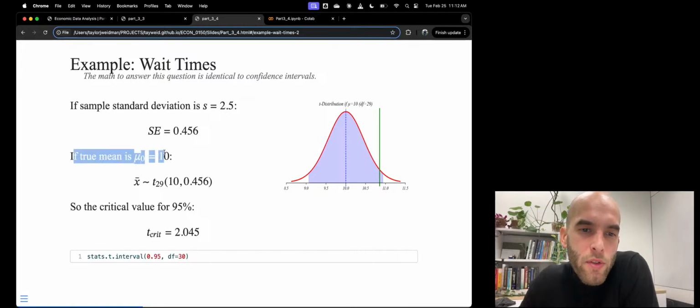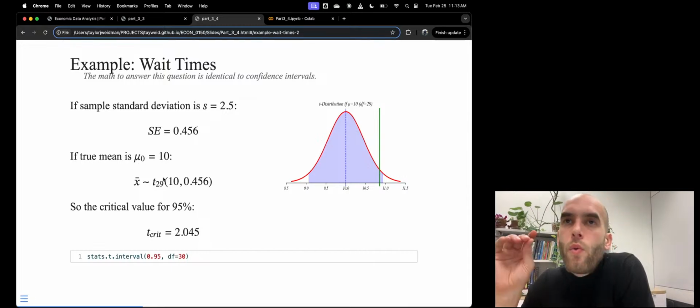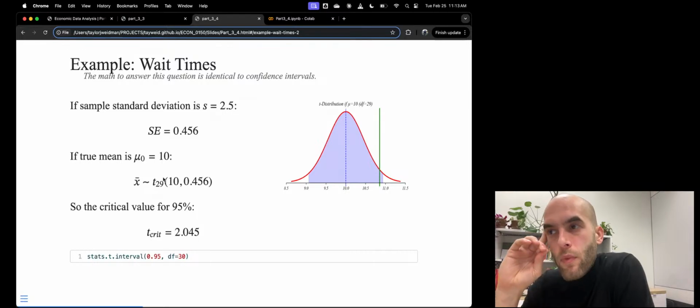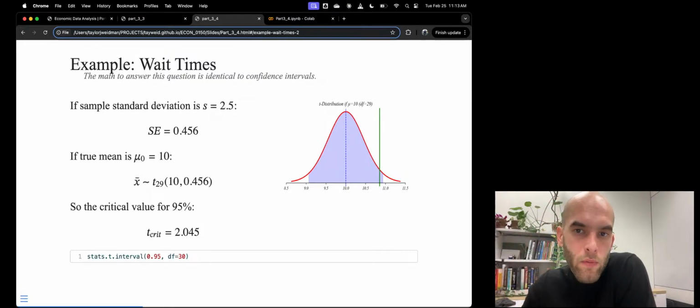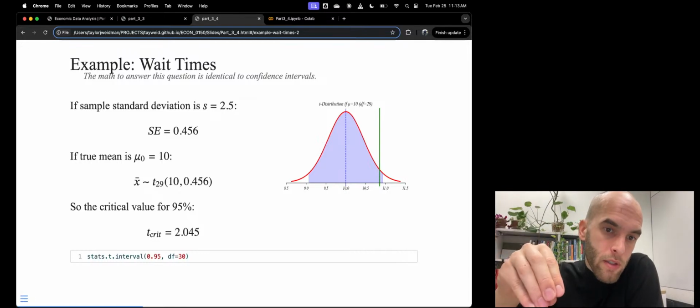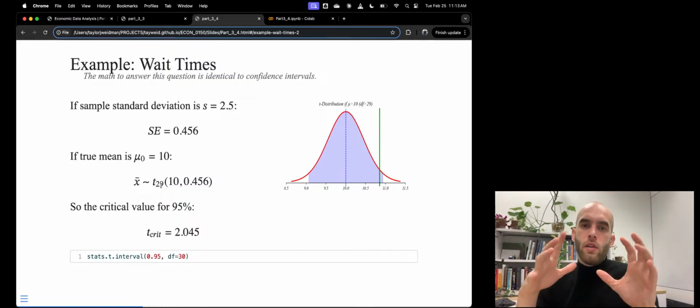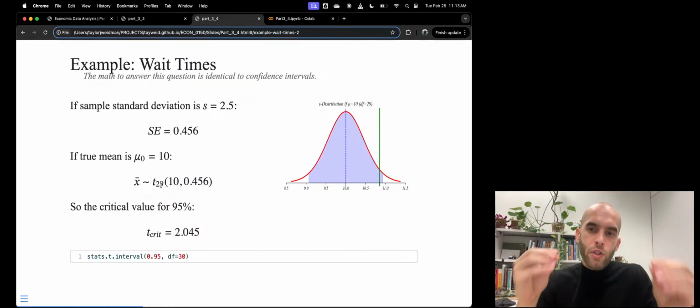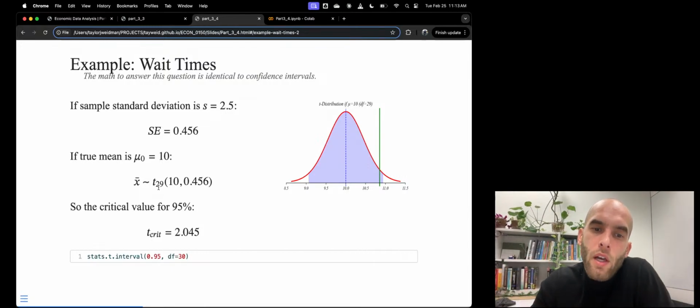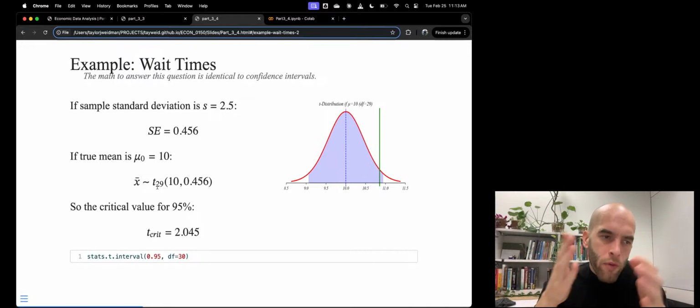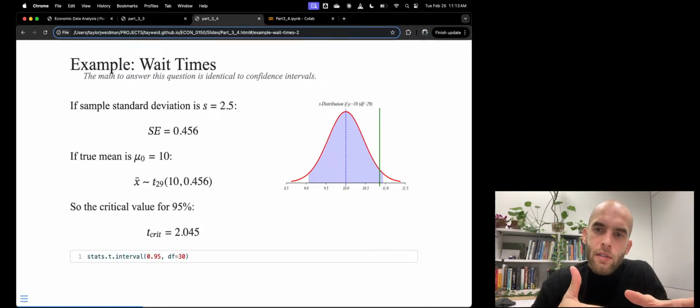Then we're saying that our guess for the truth is equal to 10. So we're using the sample standard deviation, which means we have to use a t-distribution. This 29 here is what we call the degrees of freedom. It's essentially just one fewer than the sample size.